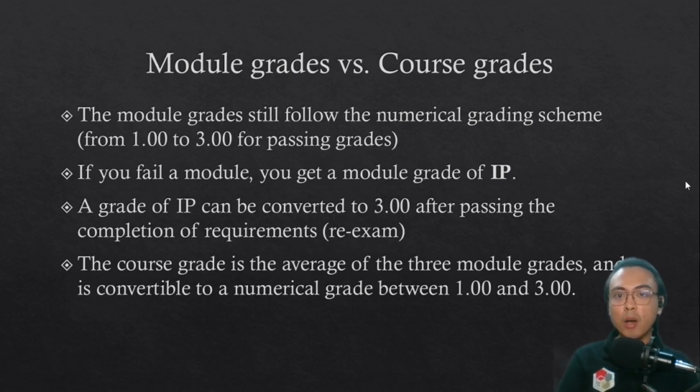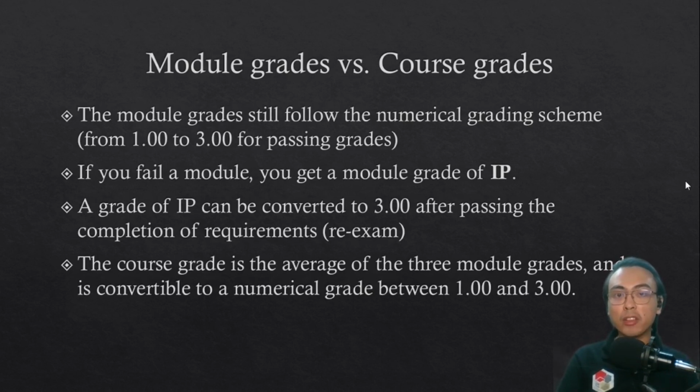So remember, module grades are grades for the individual modules. So you have 3 module grades, while you only have 1 course grade that is for the entire CM011. Okay? The module grades still follow the numerical grading scheme. That is, you can have a grade from 1.00 to 3.00 if you pass the module.